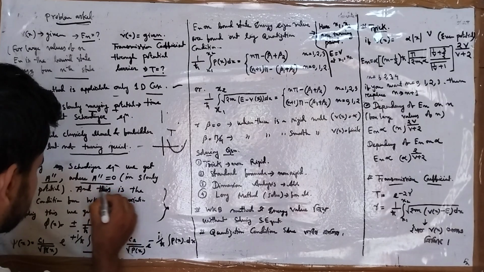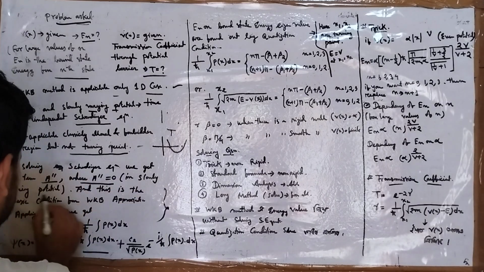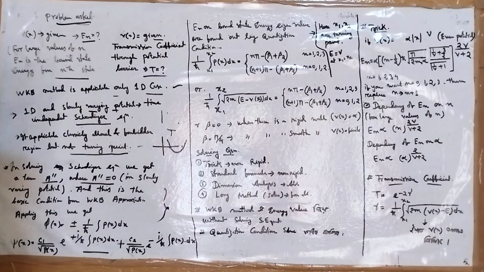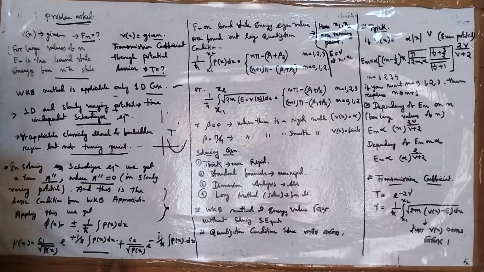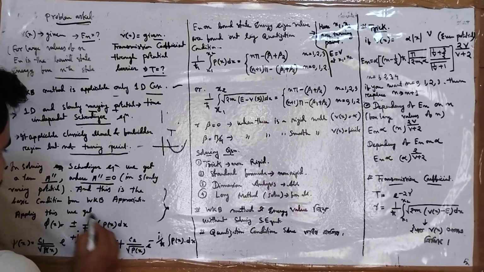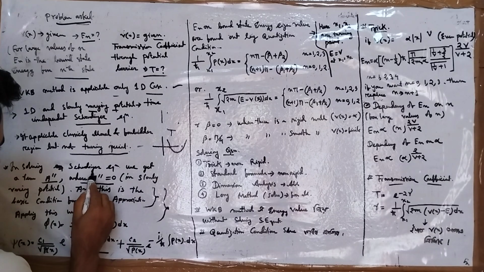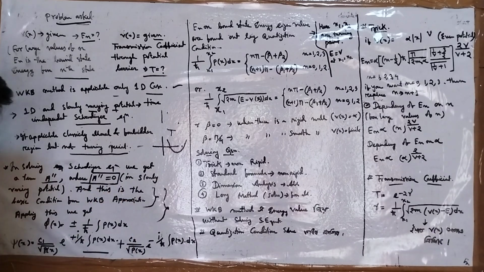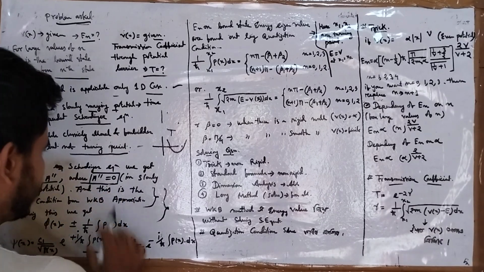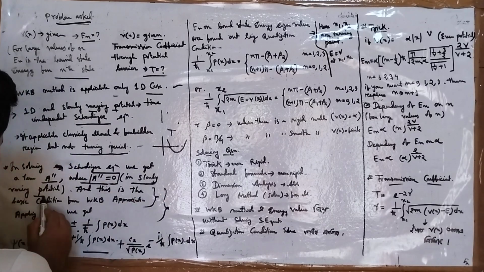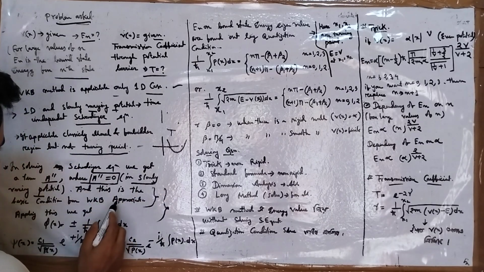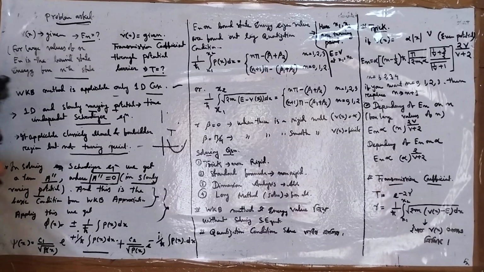When we consider A double dash equal to 0, in a slowly varying potential we can consider A double dash equal to 0, and this is actually the condition of the WKB approximation. That's why the approximation comes in. This approximation is A double dash equal to 0. It's not exactly 0, but because of the slowly varying potential, we can take A double dash as 0.